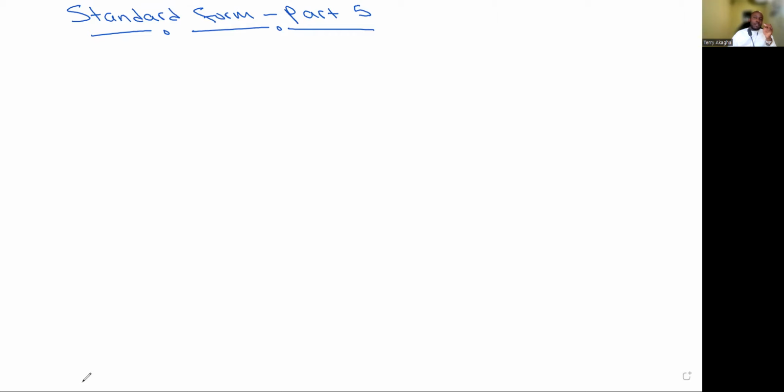The standard form is similar to the slope-intercept form. It's just a rearrangement of the general equation, okay?